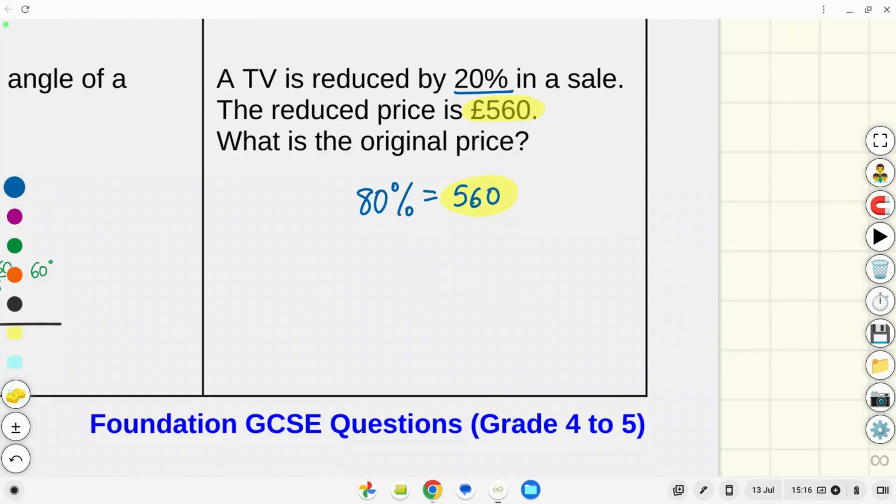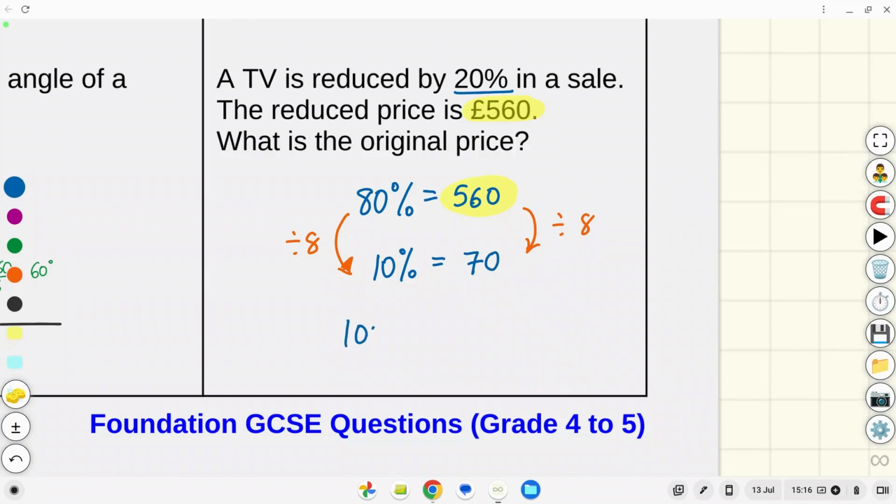So this time, to find 10%, we're not going to divide by 10 because we're not starting at 100%. So we've got to divide by 8. So we divide 560 by 8. 8 goes into 56 7 times, so it goes into 560 70 times.